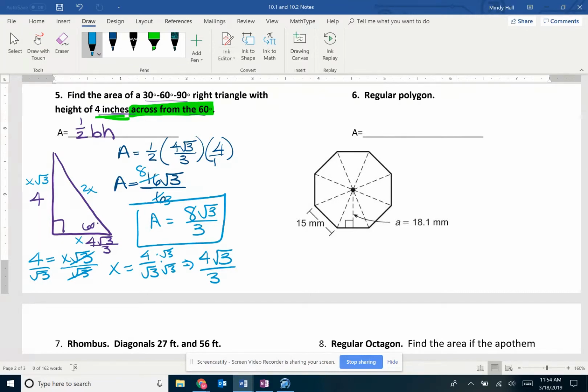Okay? So for number 6, this is a regular polygon, and it has 1, 2, 3, 4, 5, 6, 7, 8 sides.